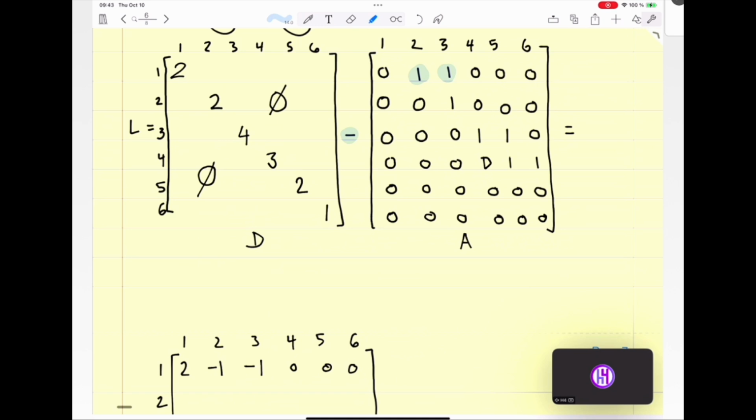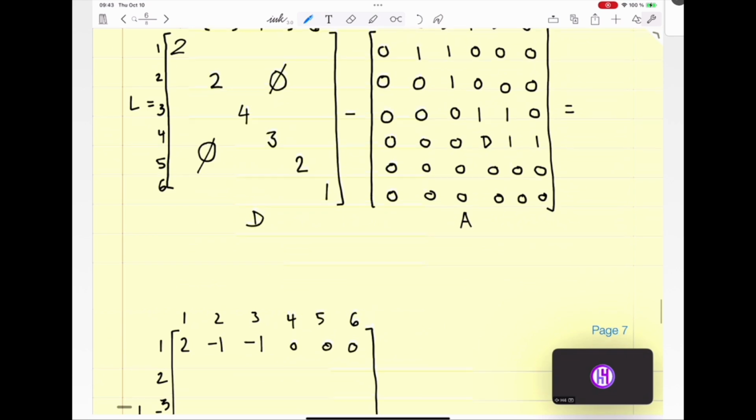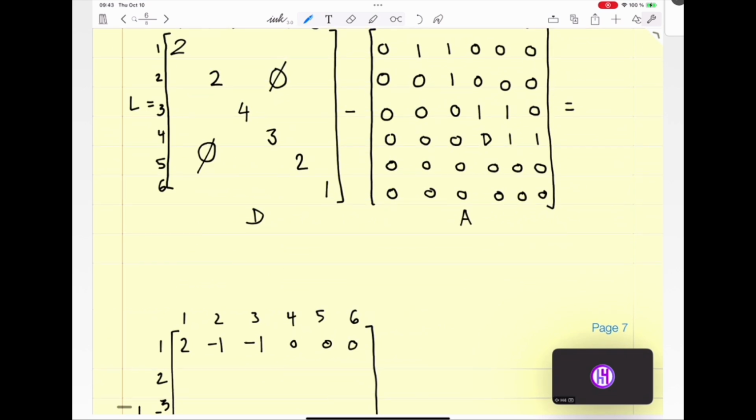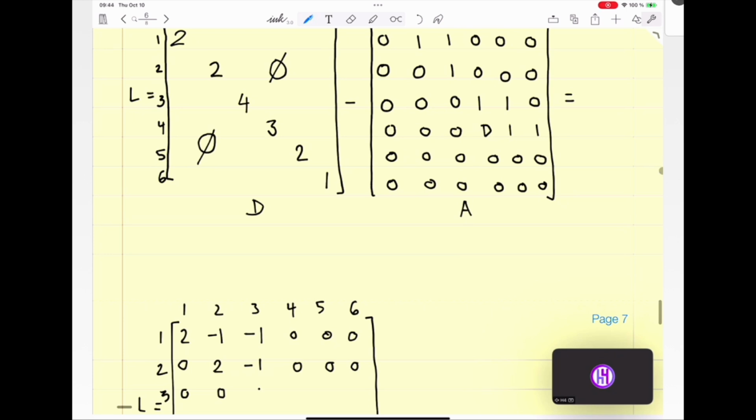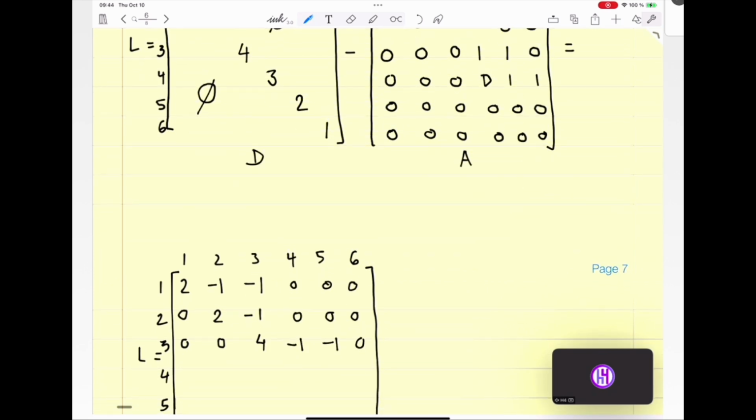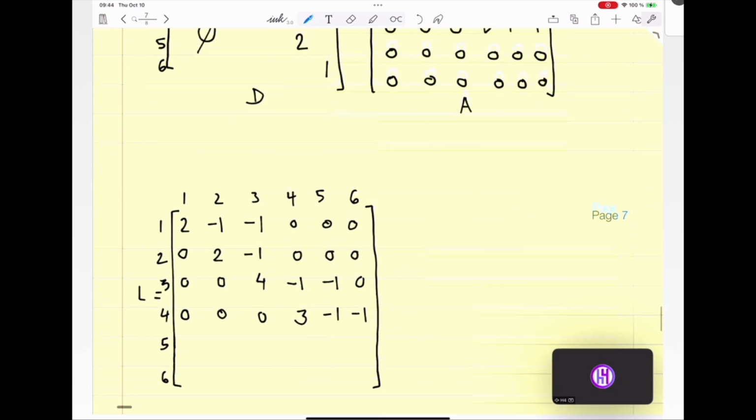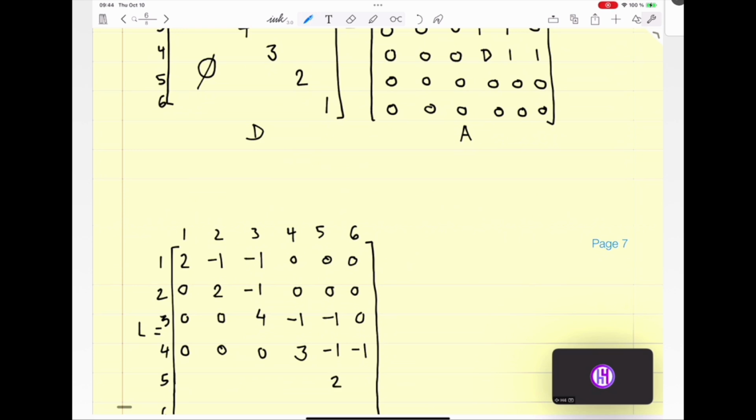I mean, not really super difficult. So here again, 0, 2, minus 1, and then the rest zeros. Okay? The third one, 0, 0, 0, 0, 4, minus 1, 0. The next one, 0, 0, 0, 3, minus 1. And then I have a 2 and a 1, and the rest are zeros.